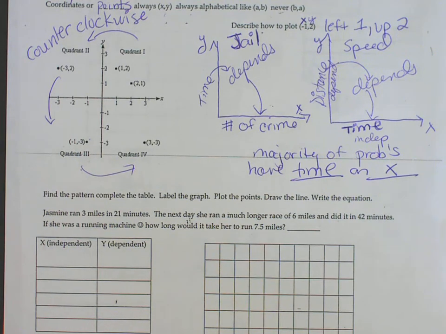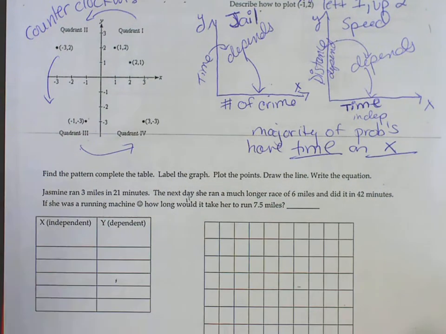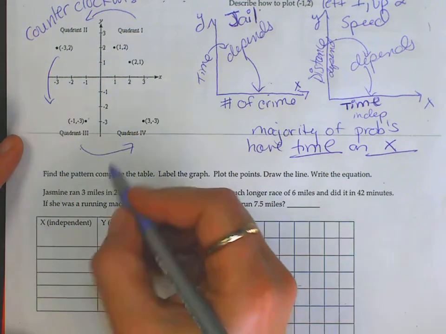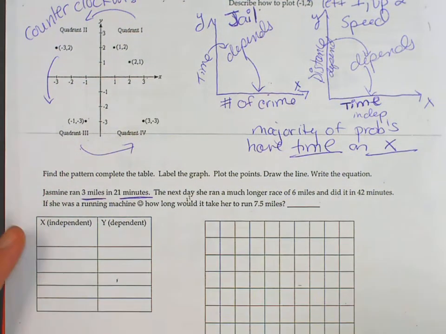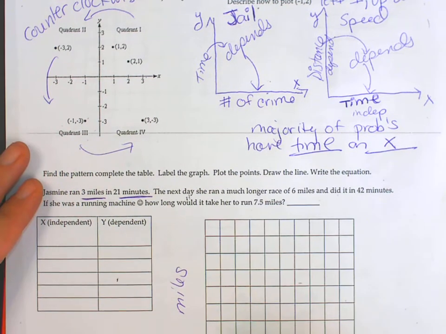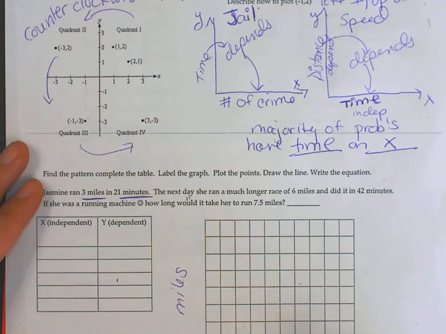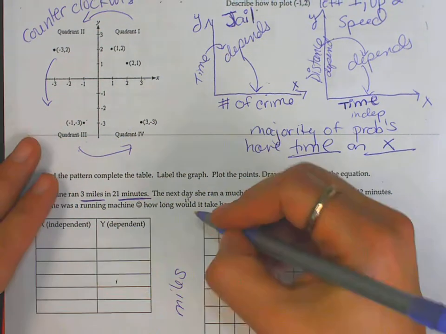So you are not to just start answering my question. We're going to start with what's the independent and what's the dependent. So look back in here and find the variables. What depends on what? How far she runs, which is the miles, depends on her minutes. Remember what I said. Time is almost on the x-axis all the time. Time, x-axis. So let's draw these in.